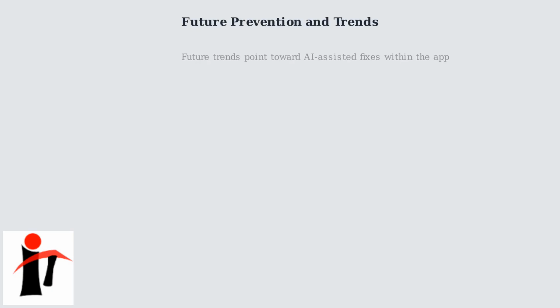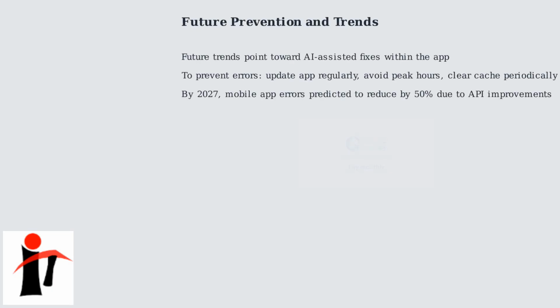Future trends point toward AI-assisted fixes within the app. Tesco Mobile's 2025 updates include AI troubleshooters that analyze error logs. To prevent error code 0, regularly update the app, avoid using it during peak hours when server load is high, and proactively clear the app cache periodically.